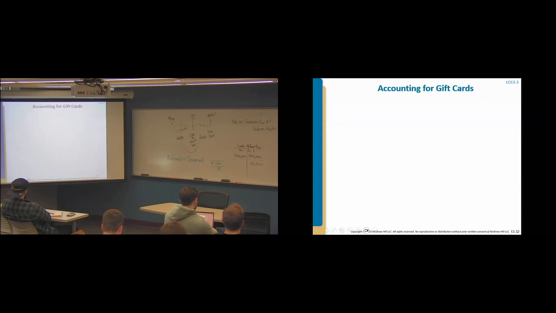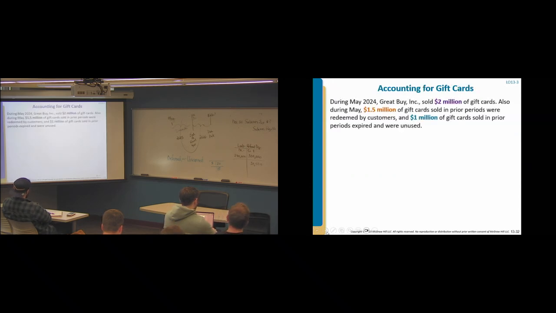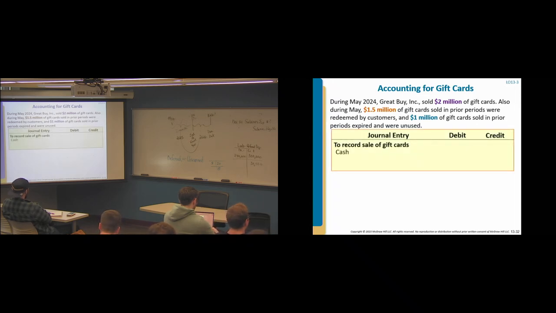All right, let's take a look at an example here. During May, Great Buy sold $2 million of gift cards. Also during May, $1.5 million of gift cards sold in prior periods were redeemed by customers, and $1 million of gift cards sold in prior periods expired and were unused. So it's just free money, right? Free money. Okay, so let's take a look at each of these events.